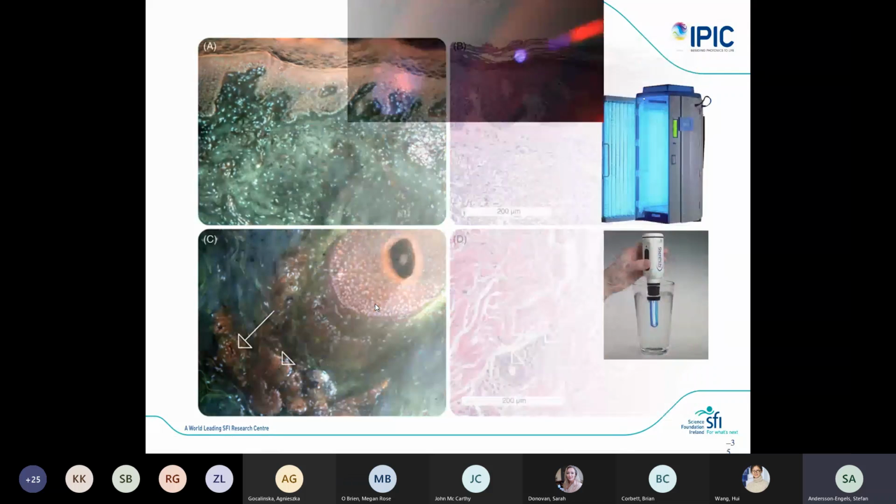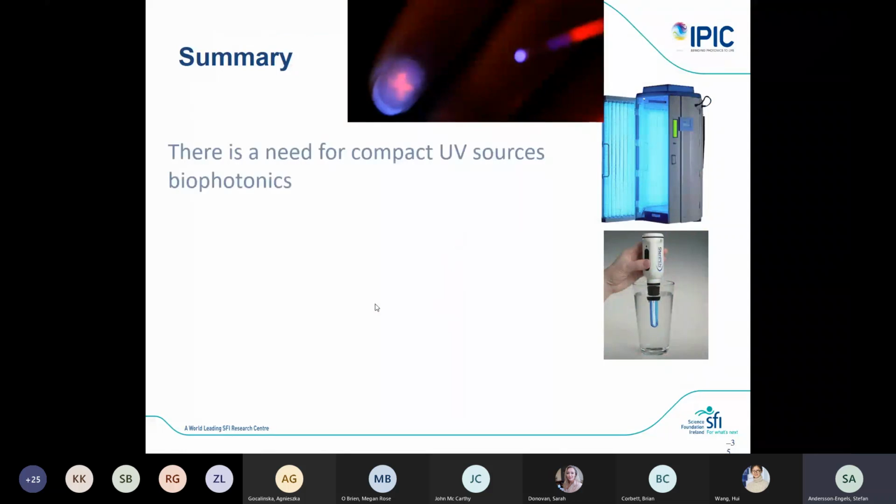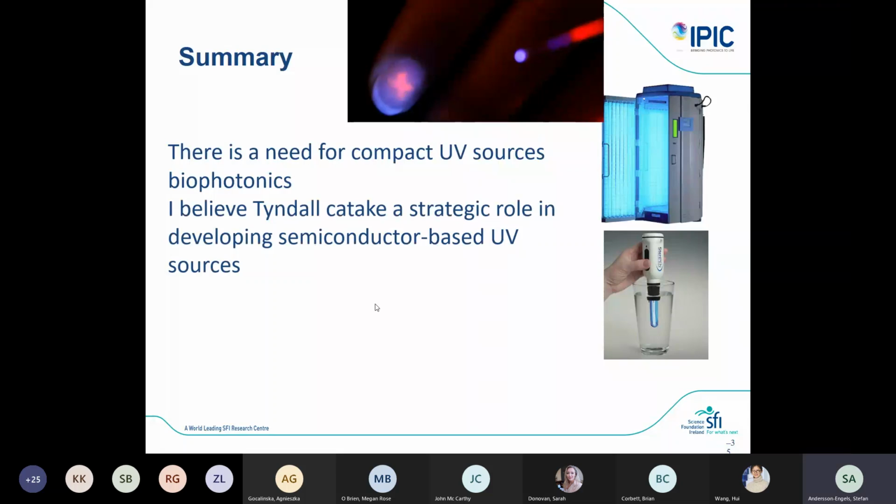So with that, I would like to stop and say that, okay, we have a need for compact UV sources in biophotonics, as I said, for imaging or for spectroscopy. Both types of devices are something that we are developing. I think we could take a strategic role here at Tyndall to try to develop those, and not only for those applications, but look a bit wider to see what is the need in this area to really develop ultraviolet sources, a bit broader than the biophotonics applications that I have discussed so far.